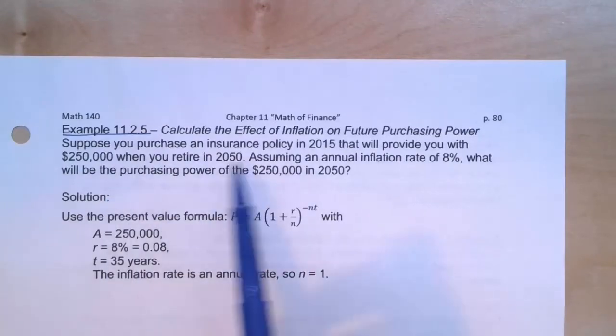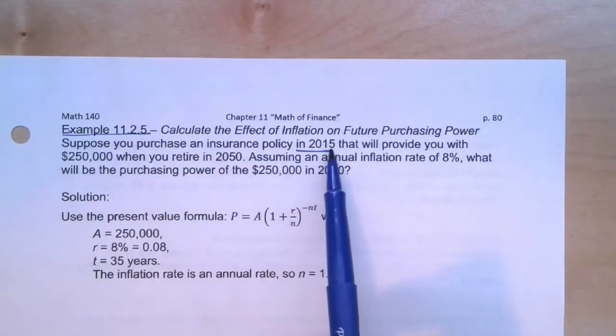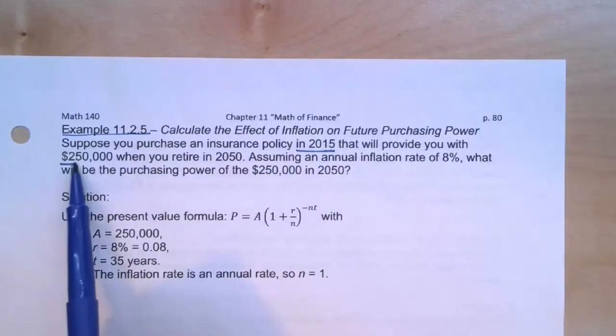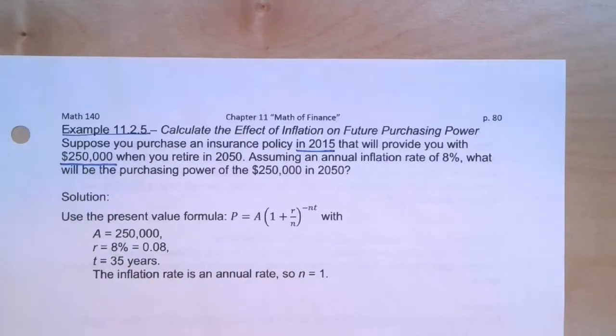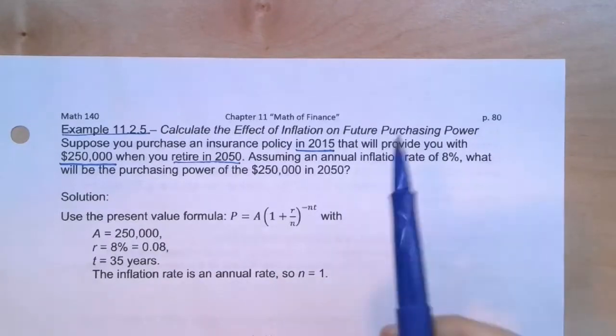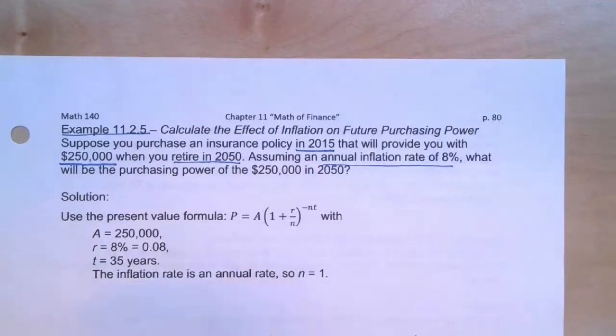So here we have an insurance policy that we buy in 2015, and it provides us with $250,000 when we retire in 2050. We're assuming an annual inflation rate of 8%, and we want to know how much do we have to pay for this now. That's what they mean by purchasing power. How much do we have to pay for this now?